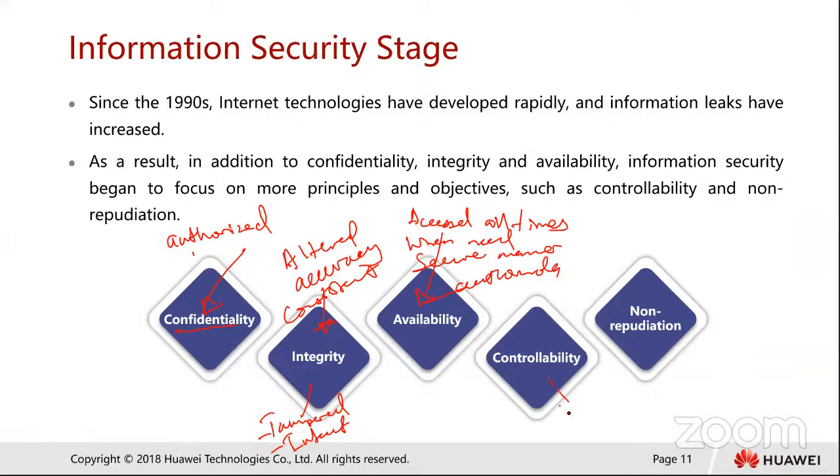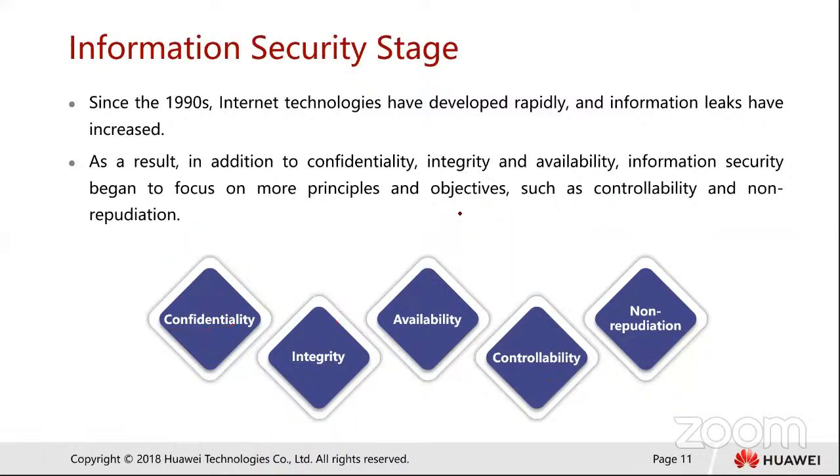We have looked at controllability, I've explained, and we have looked at non-repudiation. So information security involves all these that we have looked at: confidentiality, integrity, availability, controllability, and non-repudiation. In general, information security is to ensure the effectiveness of electronic information, whereas confidentiality means resisting passive attacks by making sure they prevent information leakage to unauthorized users. Integrity means resisting active attacks by preventing unauthorized tampering.